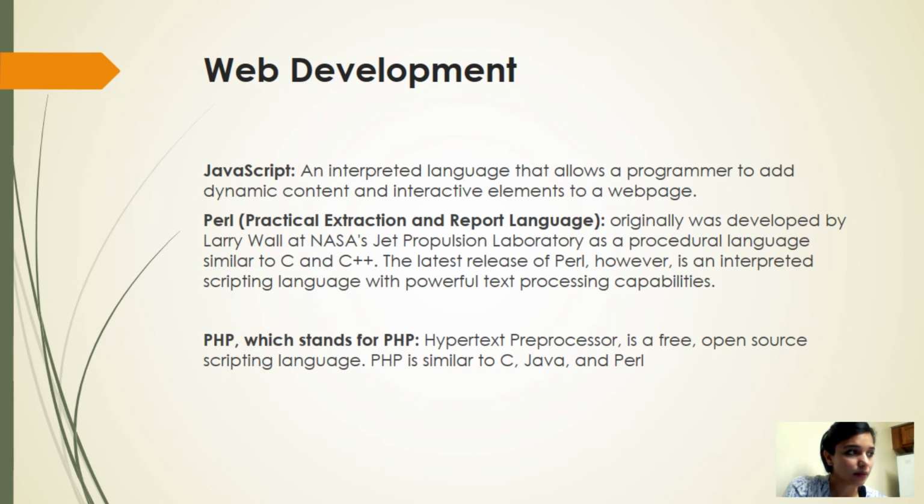Lastly, JavaScript is an interpreted language that allows the programmer to add dynamic content and interactive elements into a web page, which consists of Perl, which is the Practical Extraction and Report Language. It was originally developed by Larry Wall and is a procedural language similar to C and C++. The latest release of Perl, however, is an interpreted scripting language with powerful text processing capabilities.